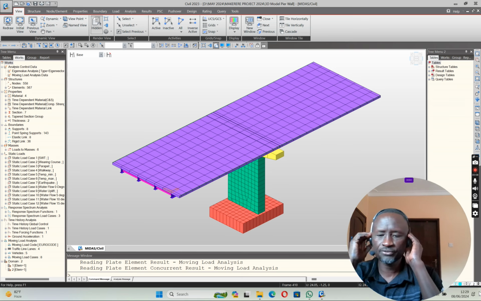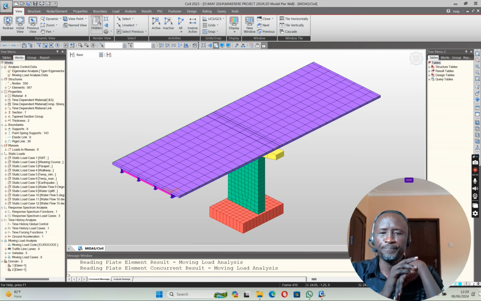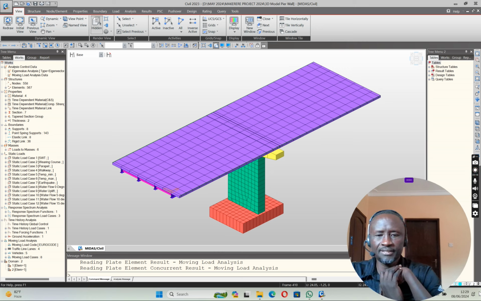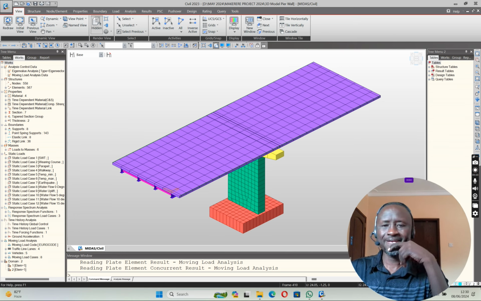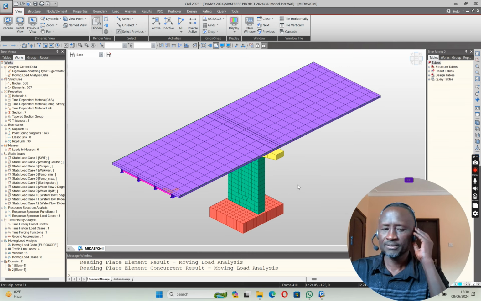Let's continue brainstorming on our experience in bridge designs, construction, maintenance, and structures. Also, I will continue sharing my experience for you guys to borrow a leaf from, so that tomorrow when you are doing your further studies, you at least have where to start from.